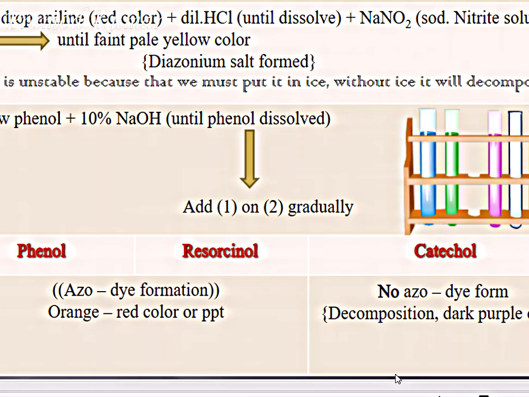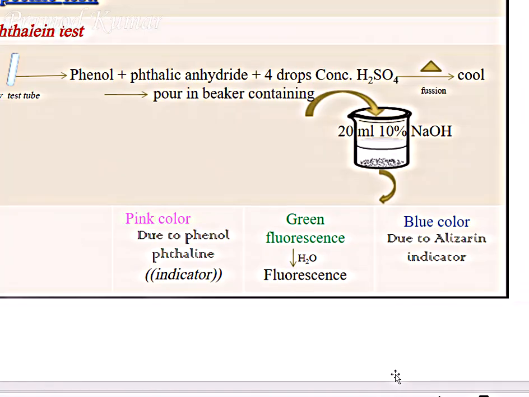Okay. Now let's go for the next test. Next test is phthalein test. What is phthalein? It comes from phthalic acid. So what do you take? You take your phenol, you add phthalic anhydride and few drops of concentrated H2SO4. Then heat it and cool it. Once you get this solution, you add it to a solution of 10% NaOH.